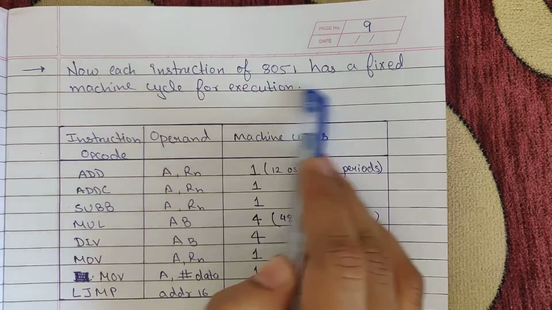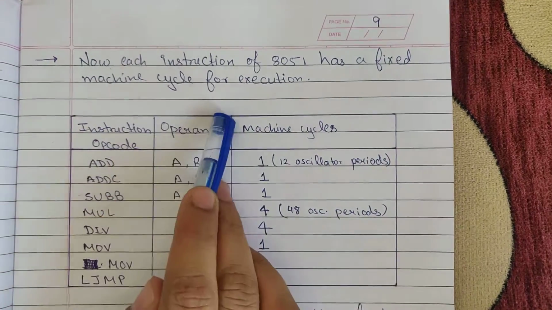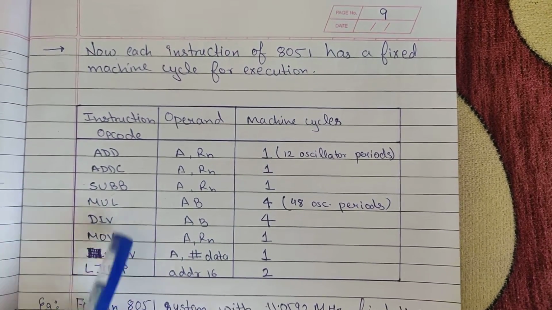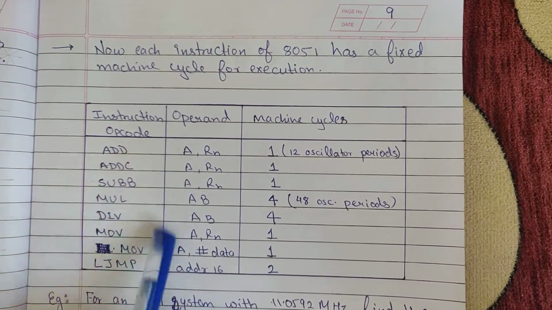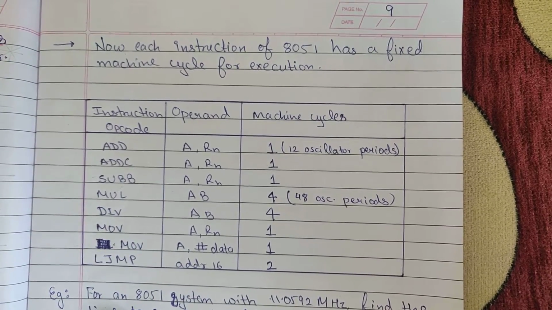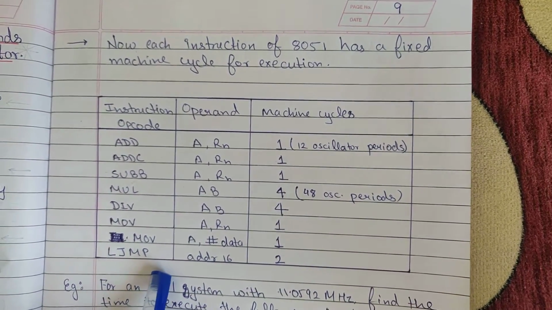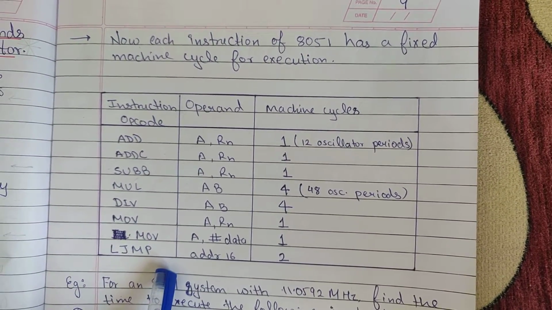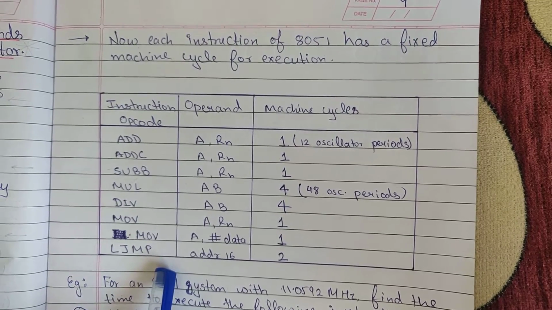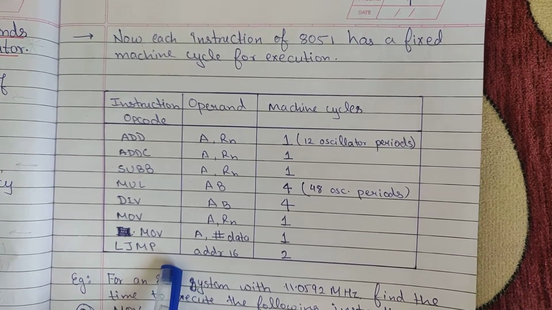Now for each instruction in 8051, there is a fixed number of machine cycles for execution. So I have given a list of instructions, or the opcodes I can say. And this is not an exhaustive list. You have many more. I'll try to provide a link in the description. Please do check the description.